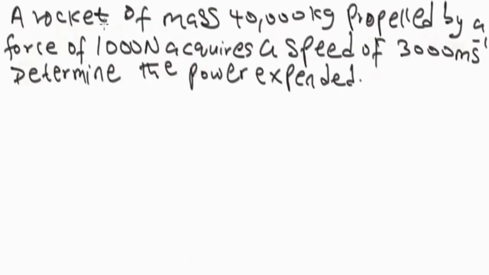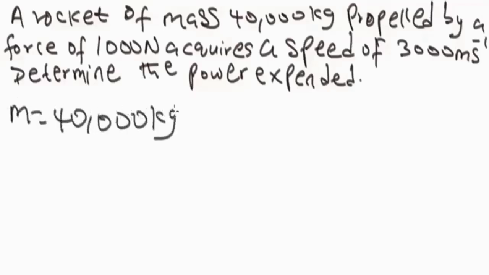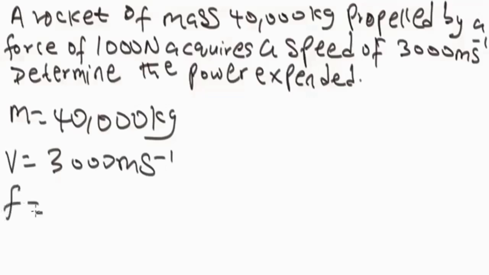Okay, a rocket, let's look at this question. A rocket of mass 40,000 kg propelled by a force of 1,000 newton acquires the speed of 3,000 meters per second. Determine the power expended, that's the power used. Alright, so let's bring out the parameters. We have the mass to be 40,000 kg, the velocity to be 3,000 meters per second, and the force to be 1,000 newton.